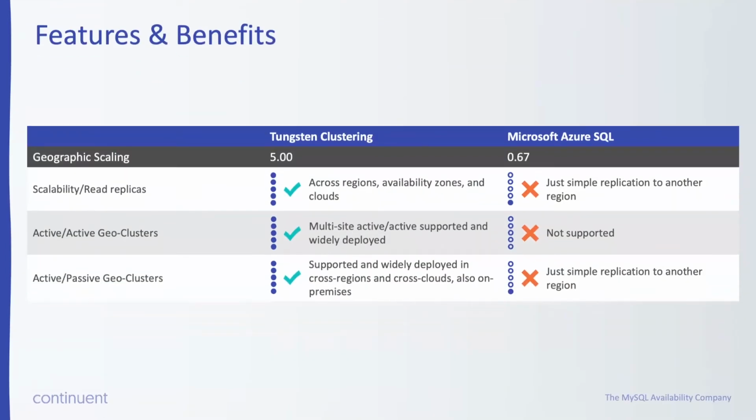Now, talking about geographic, really, this is one of the strengths of Tungsten Clustering. When it comes to deploying your read replicas or deploying active-active clusters or even active-passive geoclusters across regions, across sites, across clouds, that's one of the strengths of Tungsten Clustering. Microsoft Azure really doesn't handle this, and about the only thing you can do is a simple cross-region replica if you're using the single service mode.